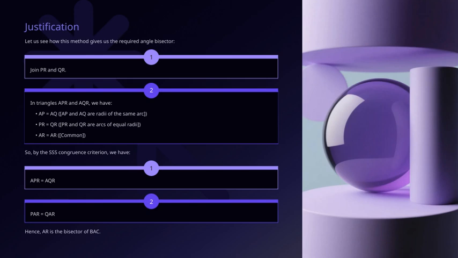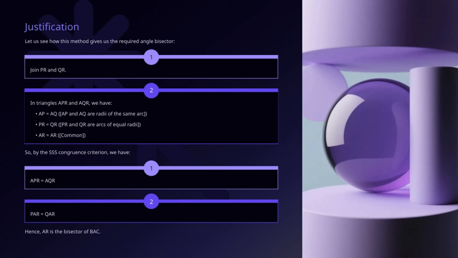Next, by the SSS criterion, we can conclude that triangles APR and AQR are congruent because they share the side AR, which is common, and the other corresponding sides, PR and QR, are equal since they are arcs of equal radii, and similarly, AP and AQ are equal because they are radii of the same arc. This congruence is crucial because it helps us establish the equality of angles and sides in these triangles.